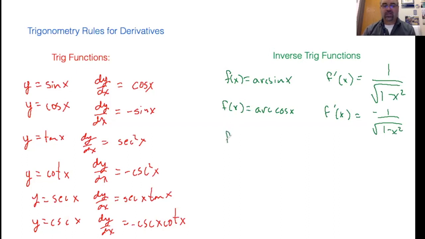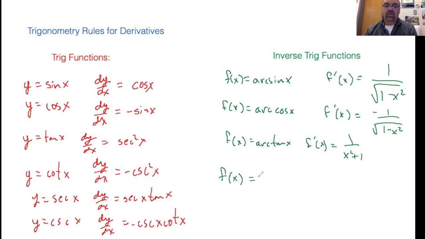If f of x is the arctan of x, our derivative is a rational function. F prime of x is 1 over x squared plus 1. And I'm going to skip the cotangent one. It's just the negative.